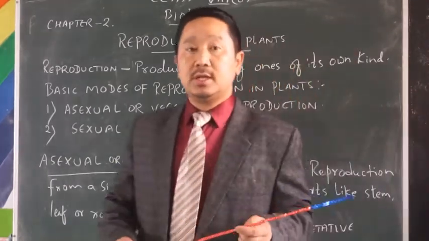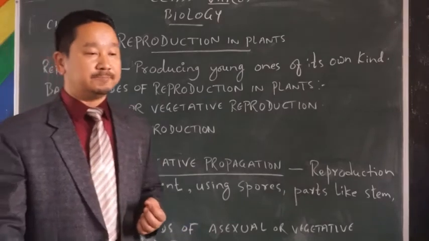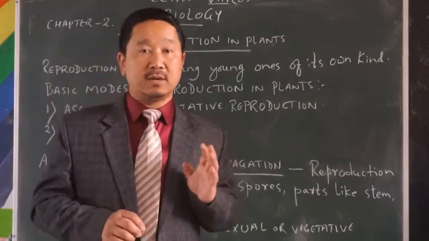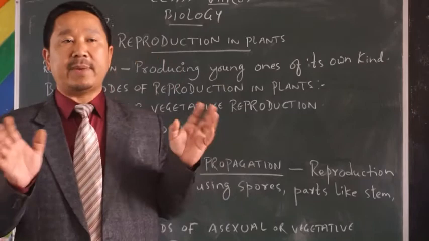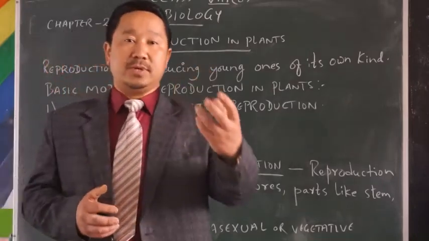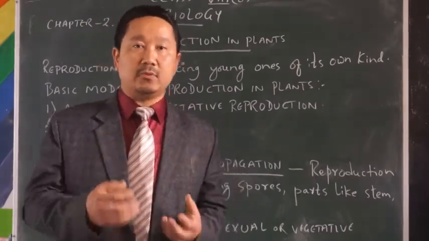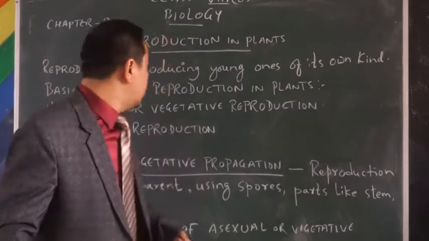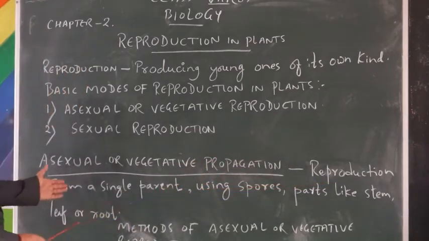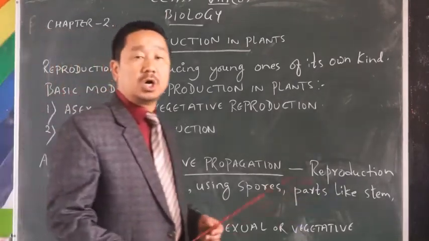Asexual or vegetative reproduction or propagation means producing new ones of their own kind from a single parent, where the male and female parents are not involved. They produce it by using their own parts, by means of spore formation, or by their stem, leaves, roots. As it is written here also, reproduction from a single parent using spores, or parts like stem, leaf or roots. So that is asexual reproduction.